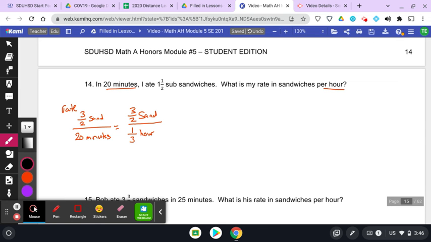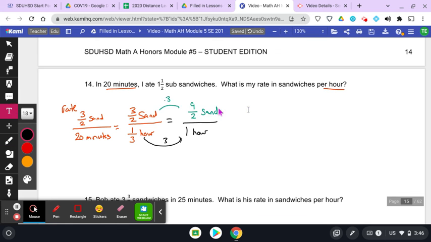Now I'm trying to get to a unit rate. I want to know 1 hour. 1/3 times 3 gets me an hour. So I'm multiplying by 3 up top. That's going to give me 9 halves, or 4.5 sandwiches. 4.5 sandwiches per hour.